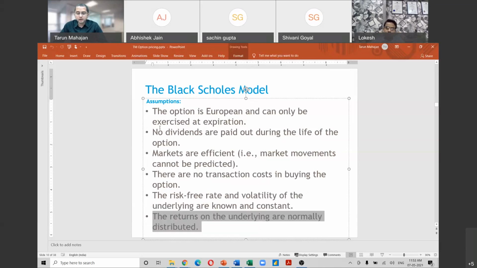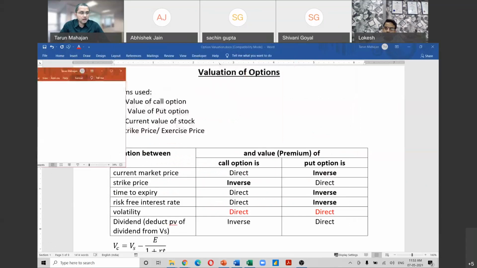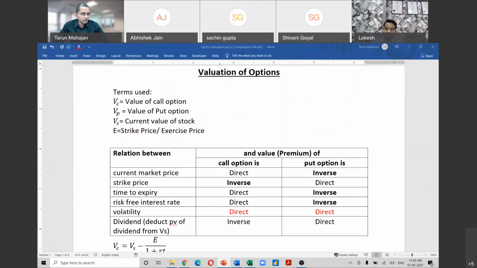And the returns on the underlying are normally distributed. This is also one of the assumptions of the Black-Scholes model. Try to recall, I said to calculate ND1 and ND2 in Black-Scholes, you need to use the Z table. The Z table is for the standard normal probability distribution. So here we are assuming that the returns are not skewed. Returns are normally distributed.